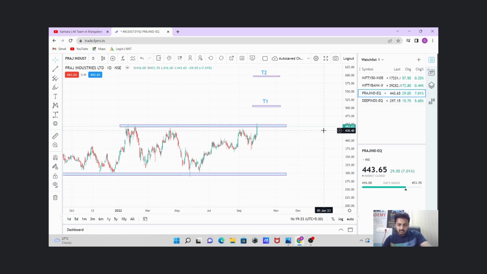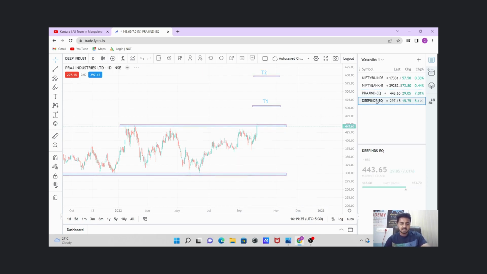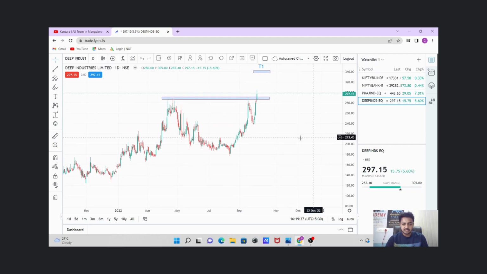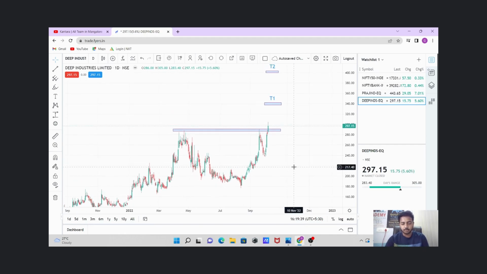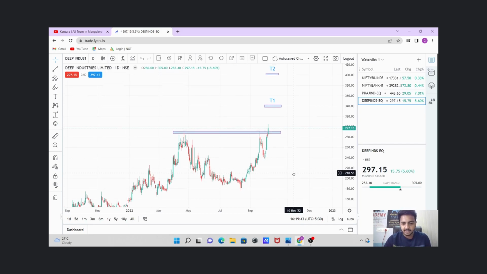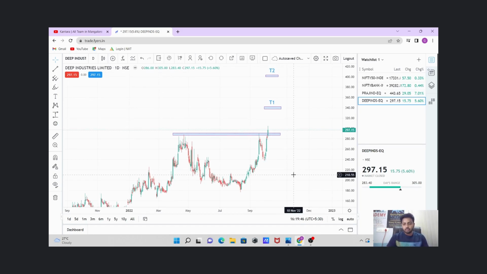We'll look at another stock as well, which is Deep Industries. Deep Industries has recovered from a rounding bottom, which is a very good sign for a swing trade. It has also given a green candle closing above our resistance. So it is a good entry from tomorrow for all swing traders.